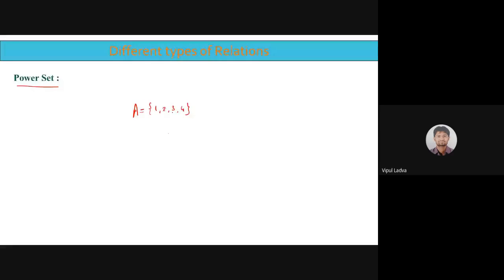Now, cardinality of this particular set is 4. Now, what we mean by cardinality of set? Cardinality, or in simpler words, you may say the number of elements that particular set is having. This particular set A is having 4 elements. So cardinality of this set A is 4, or in other notation, you may write it like this. Cardinality of this set is 4.